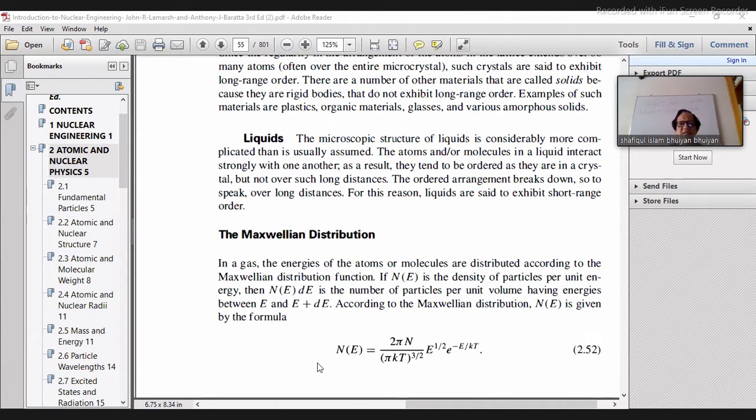You understand this? And this n(E), according to the Maxwell distribution, which we all know, is n(E) = 2πn (πkT)^(-3/2) E^(1/2) e^(-E/kT). You have, I think, used it so many times. So I'm just touching it because we'll be using this in our reactor physics.